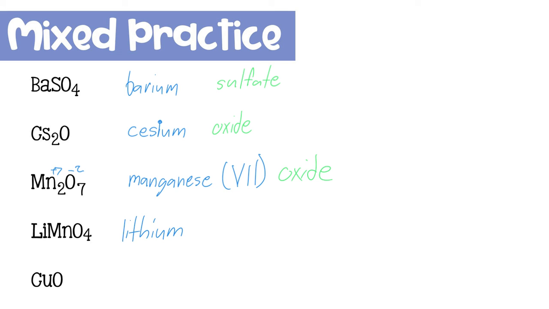Now, let's look at LiMnO4. Li is lithium off the periodic table, and MnO4 is permanganate, according to the chart.